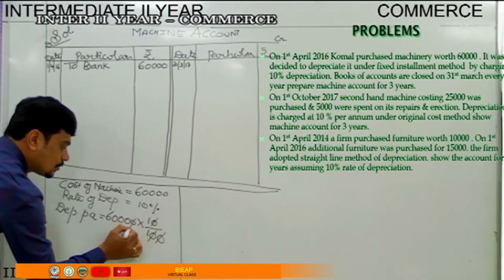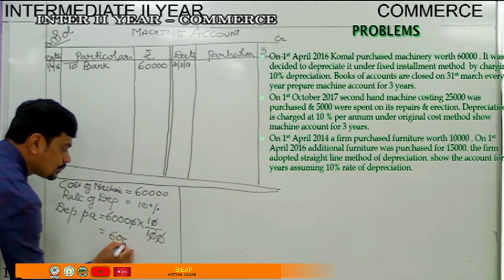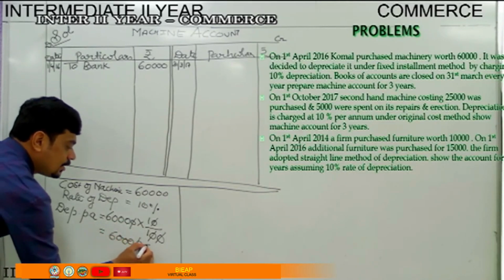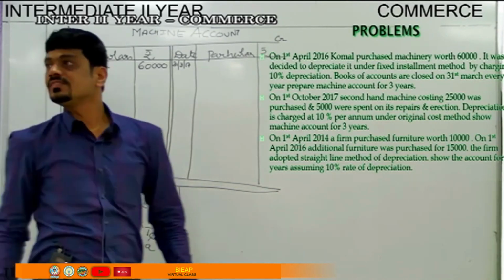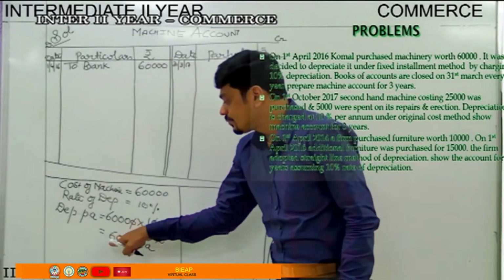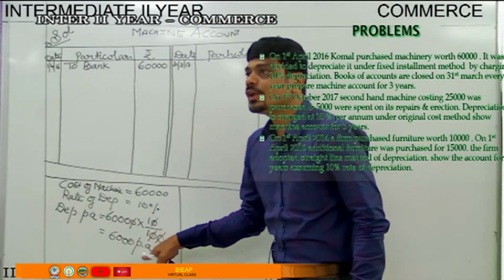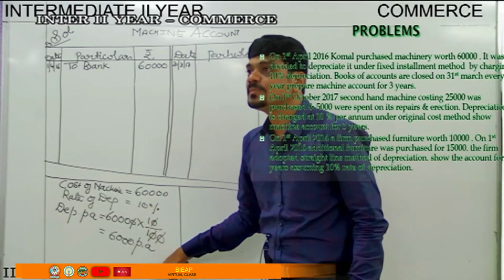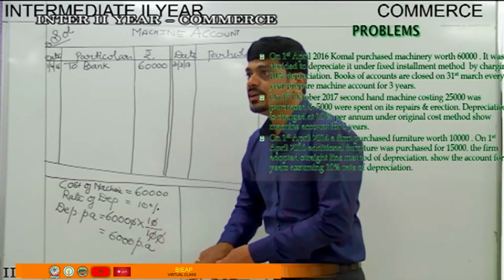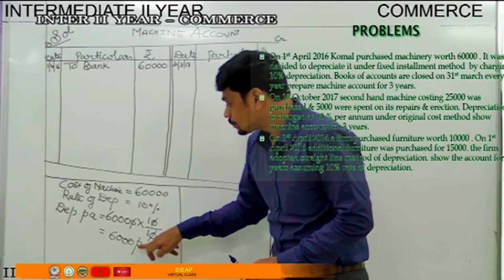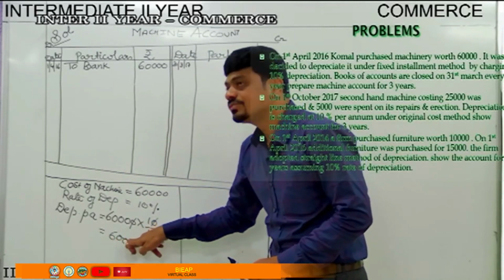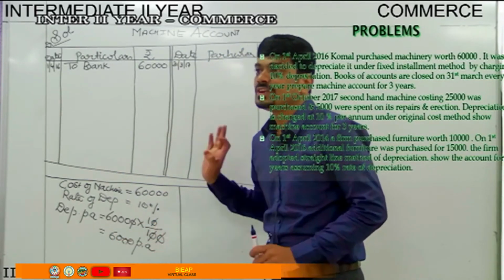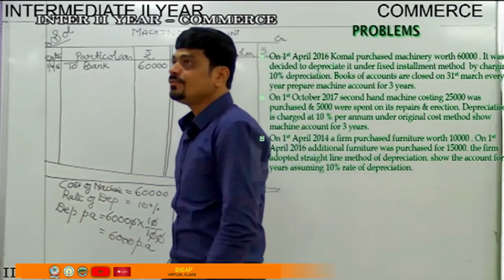Cancel the zeros. To cancel the zeros, we get depreciation 6,000 per annum. Why did I write per annum? Because this is the straight line method, so every year I am going to charge 6,000 as depreciation. Done? So what is the entry for charging depreciation?